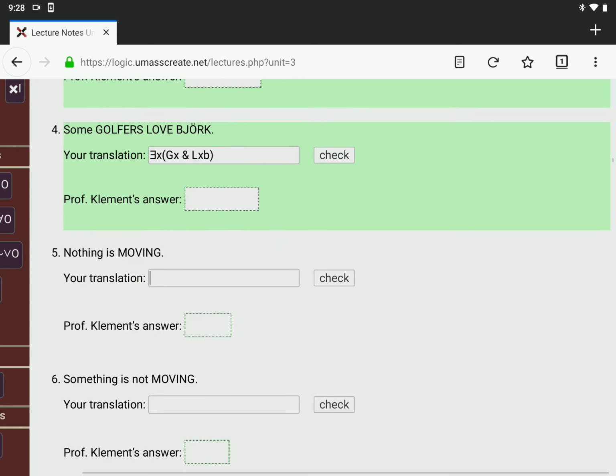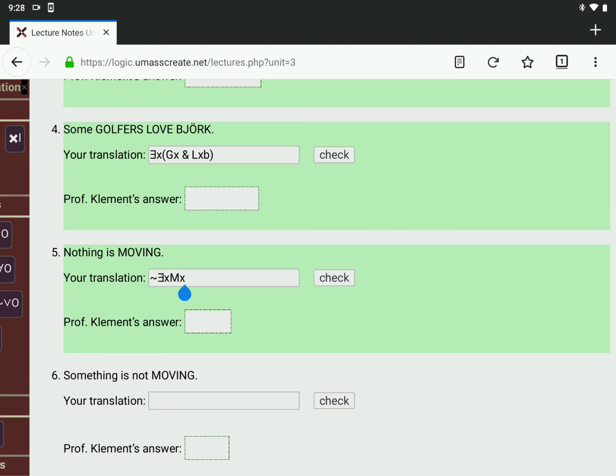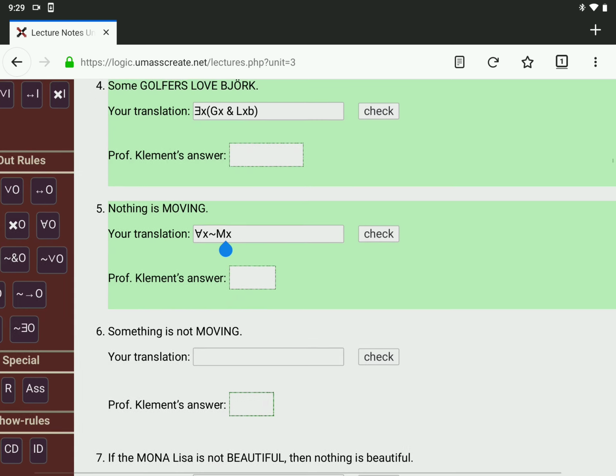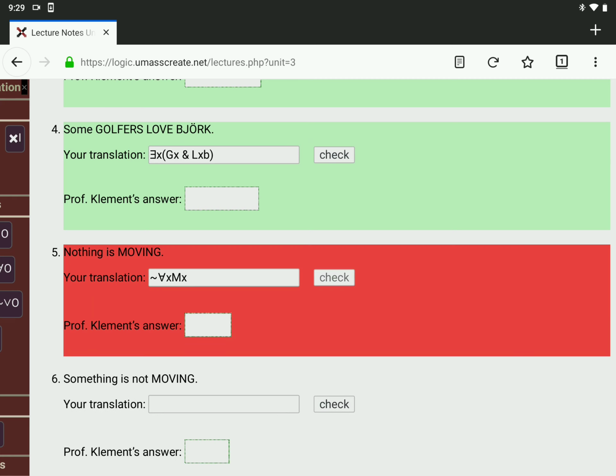"Nothing is moving." You can either say that it's not true that there is an x, x is moving, or you can also say for everything, it's not moving. Those are equivalent. So for all values of x, x is not moving, or it's not true that there is a value of x where x is moving. But again, where you put that negation matters. If I put the negation on the other side, it's not true that for all x, Mx, that just means not everything is moving, which is different than nothing is moving. So that's not correct.